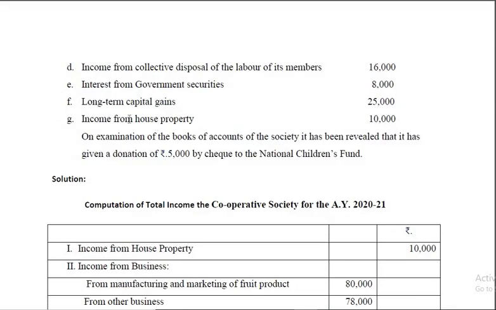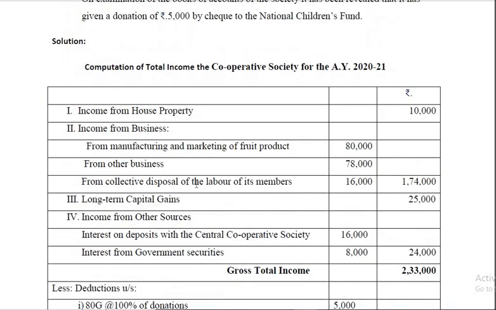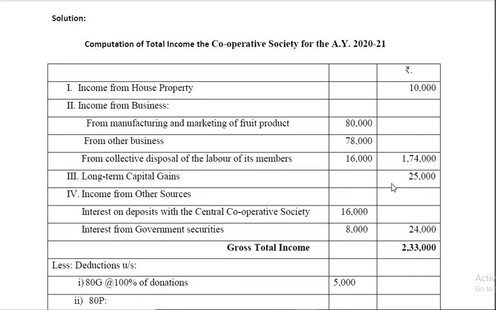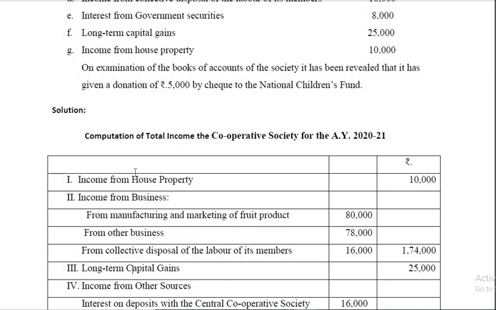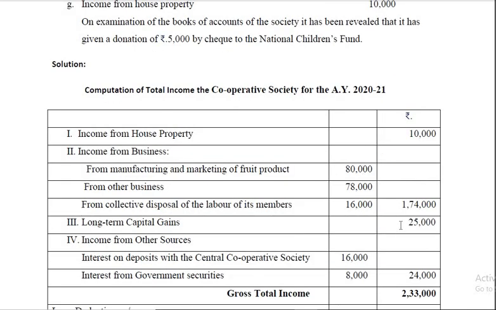So as I have mentioned, income from house property will come under section 22, so 10,000. Then income from business: from manufacturing and marketing of fruit products, income from other business, and collective disposal of labor of its members, 16,000. So together 1,74,000, that is the business income. Long-term capital gain is very clearly given here, 25,000. We have to straight away take it, 25,000.